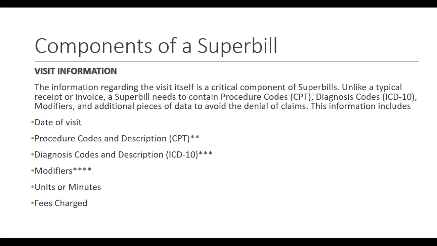Another component is the visit information. This information regarding the visit itself is a critical component of a superbill. Unlike a typical receipt or invoice or a CMS 1500, the superbill does contain procedure codes and diagnosis codes and modifiers and any additional pieces of data to avoid the denial of a claim, such as the date of service, the CPT, the ICD-10, the modifier, and units or minutes, or even the fees that are being charged.